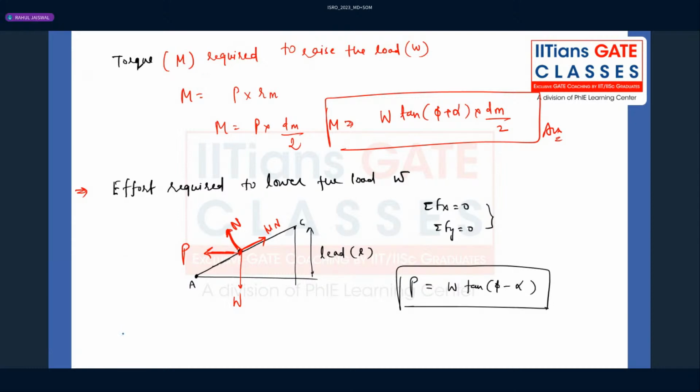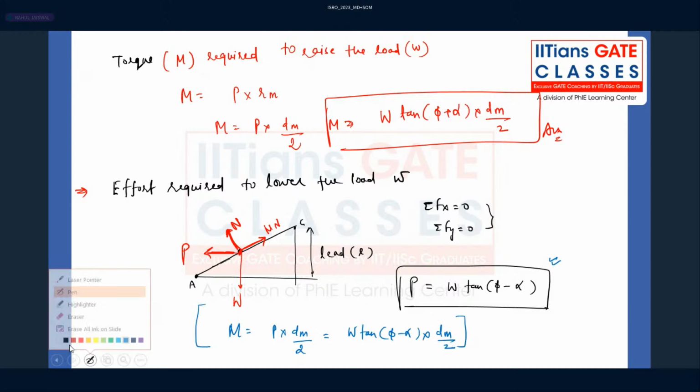Again, the question has not asked about lowering the load, but I am discussing it because there are further consequences regarding this particular formula. Note it down, then I will tell. Now how much movement will be required? The torque will be P into dm by 2, that is W tan(phi minus alpha) into dm by 2.